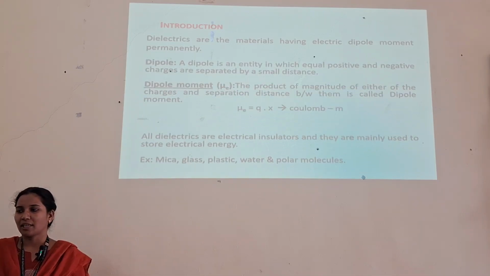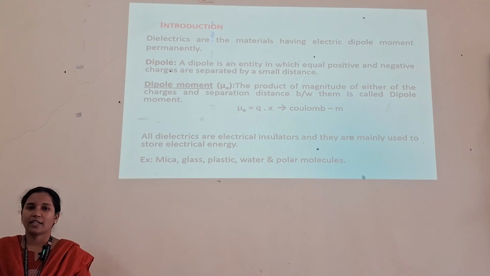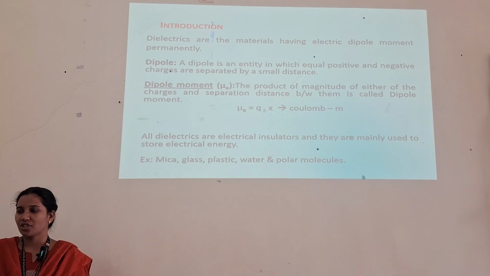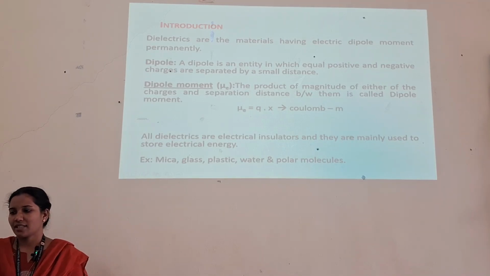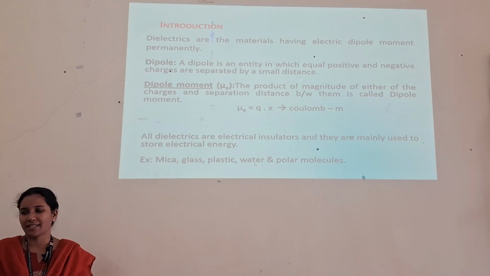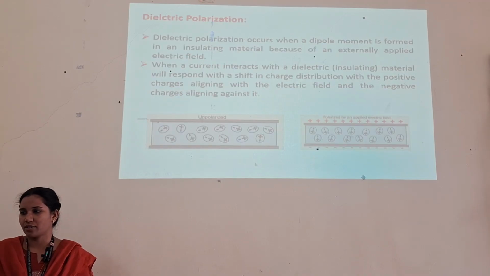A dipole is nothing but an entity which has equal positive and negative charges separated by a small distance. The dipole moment is the product of the magnitude of either of the charges and the separation distance between them. All dielectrics are electrical insulators and they are mainly used to store electrical energy. The best examples are glass, plastic, water and polar molecules.